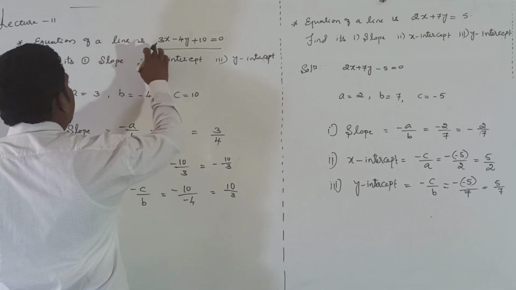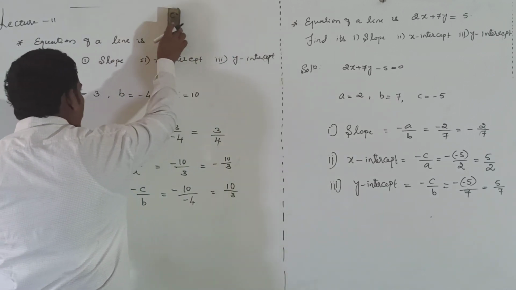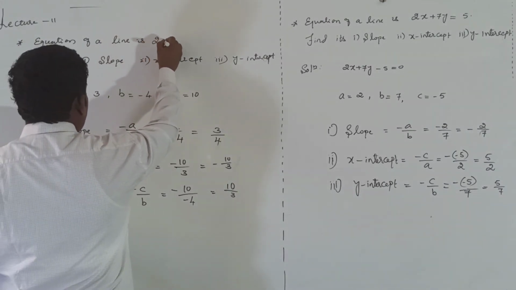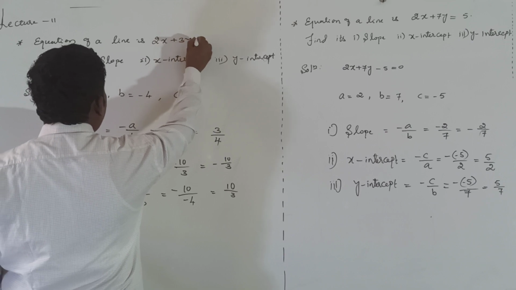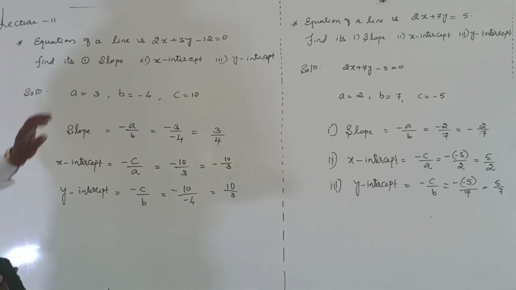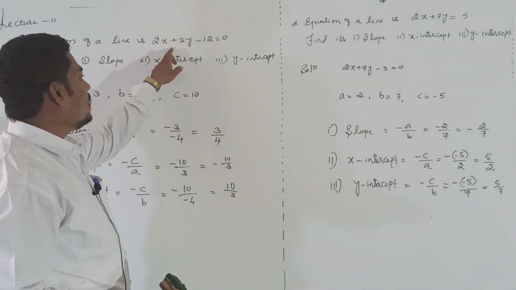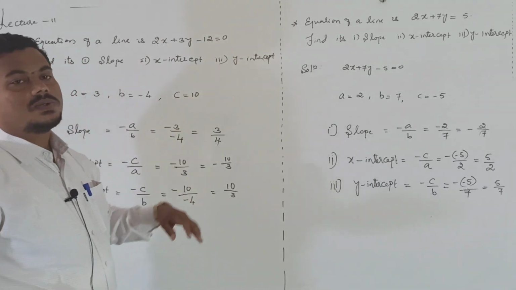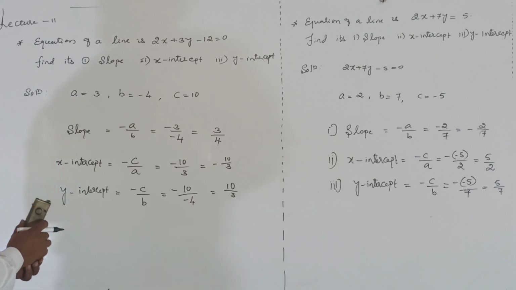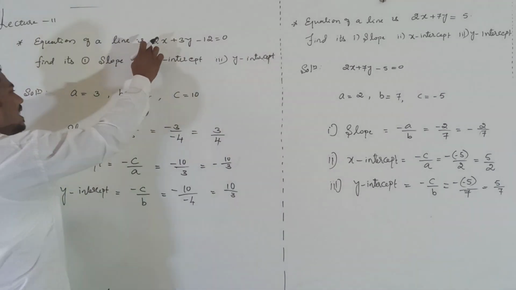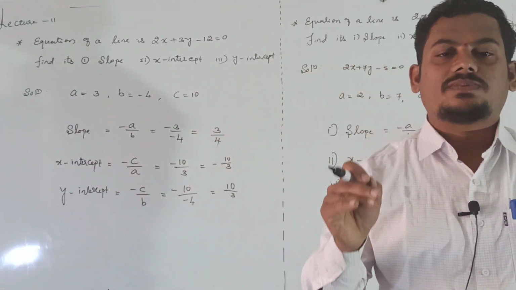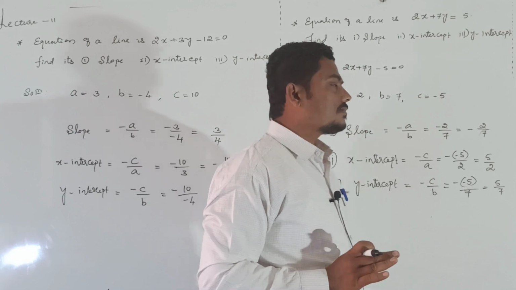Next, the equation of a line is 2x plus 3y minus 12 equal to 0. Find its slope, x-intercept and y-intercept, right? In this case, clearly the given equation is in the standard form. Standard form means it should be in the form of ax plus by plus c equal to 0, right?